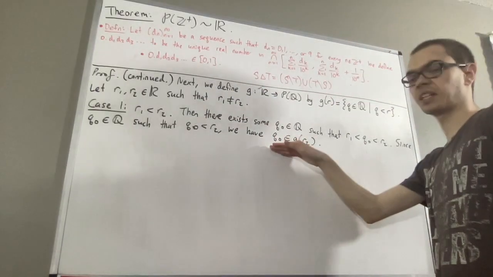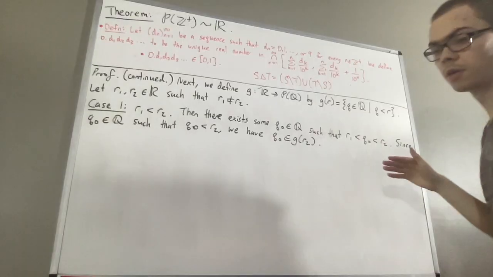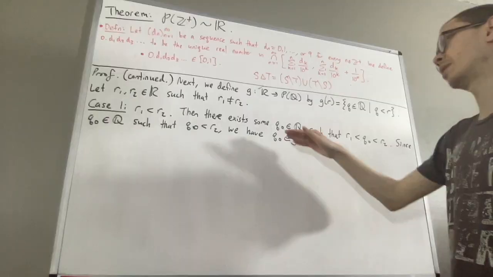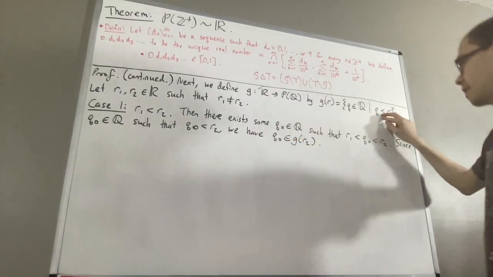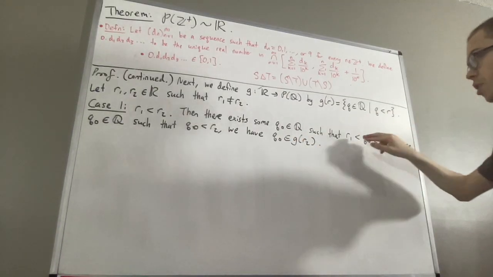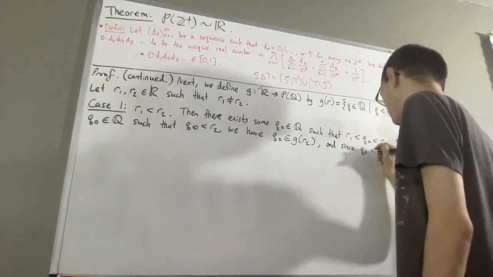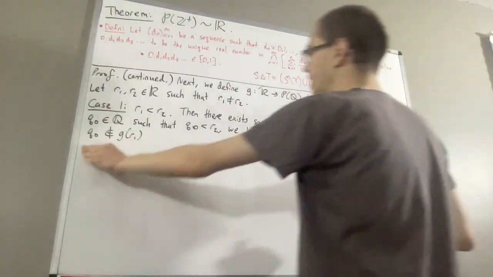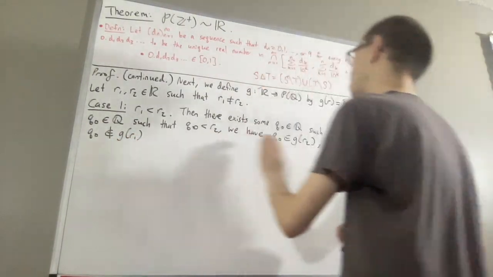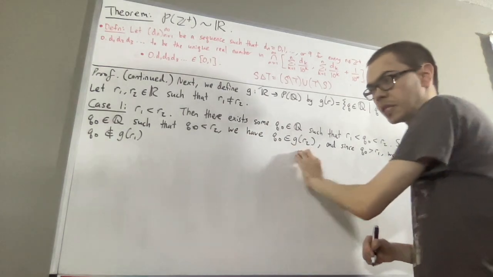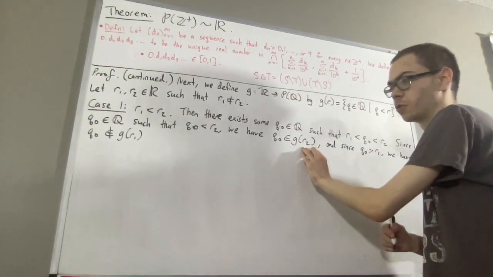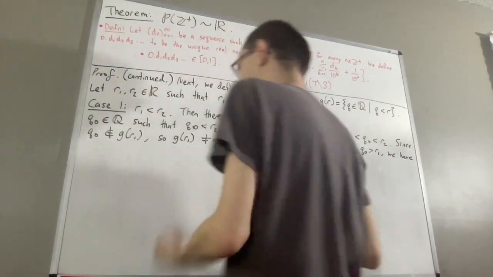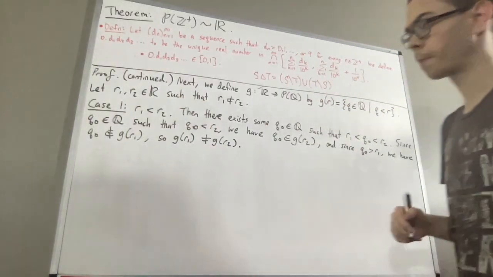However, q0 does not belong to g of r1, because what goes wrong if q0 is an element of g of r1? Then q0 would have to be less than r1, contradicting the fact that q0 is greater than r1. So, since q0 is not an element of g of r1, but q0 is an element of g of r2, that means g of r1 can't be equal to g of r2, right? They don't have exactly the same elements. And so that's it. This completes case 1.